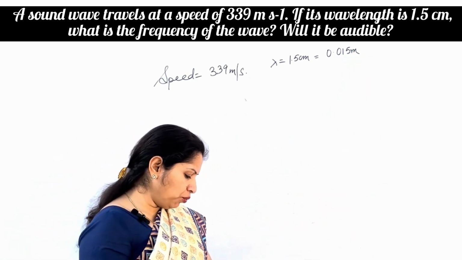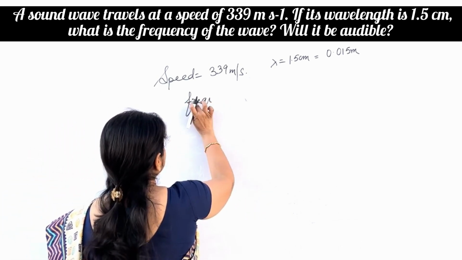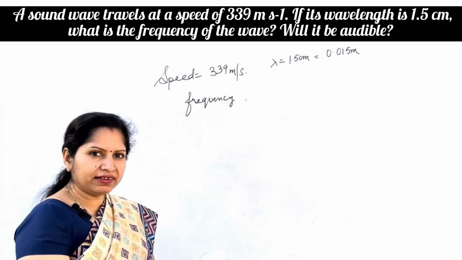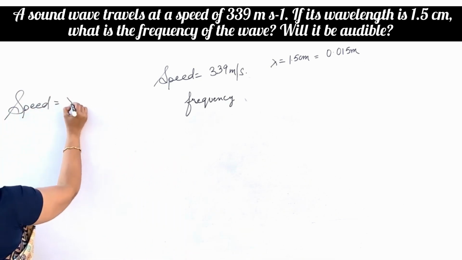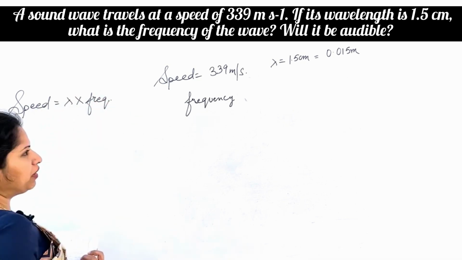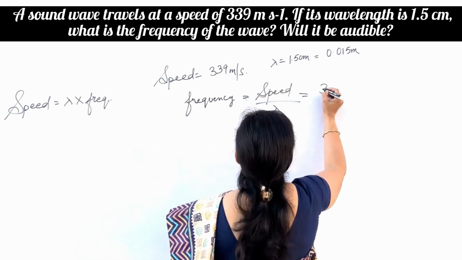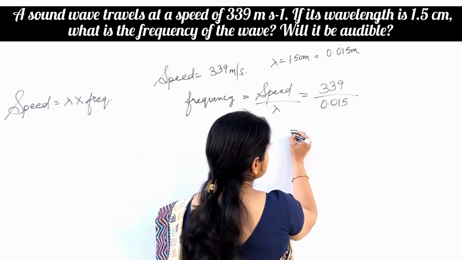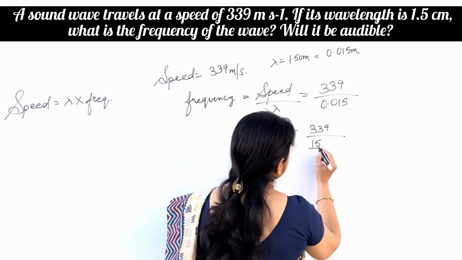What is the frequency of the wave? Will it be audible? So you are asked the frequency. Now you all know that speed is equal to wavelength into frequency. Remember, and just write it at one corner of this page. Wavelength into frequency. So frequency is equal to speed divided by wavelength. Speed is 339 meter per second divided by 0.015 meters. So I would like to remove the decimal first. So I can write 15 divided by 1 and 3 zeros.